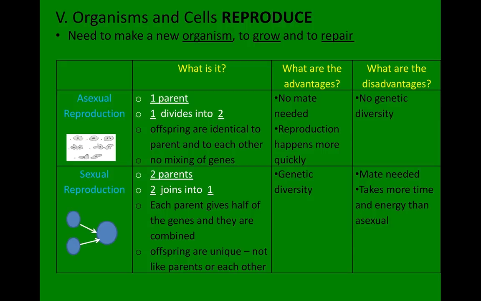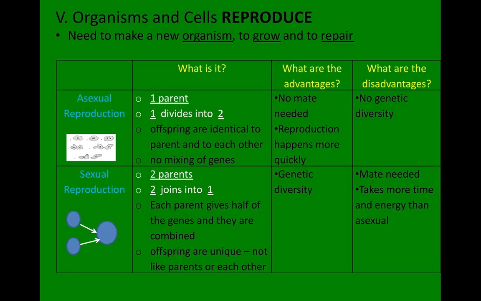An advantage would be genetic diversity. Genes passed from 2 parents mix. A disadvantage or disadvantages are that it takes 2, and a mate needs to be found, and it takes more time and energy.